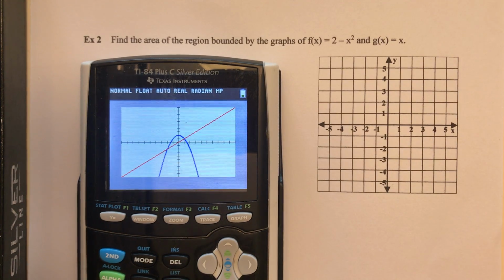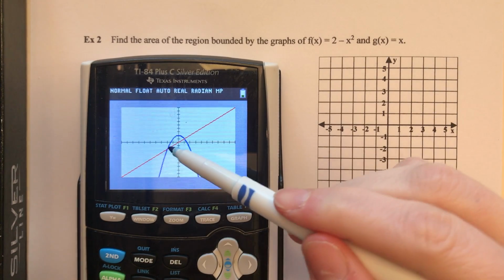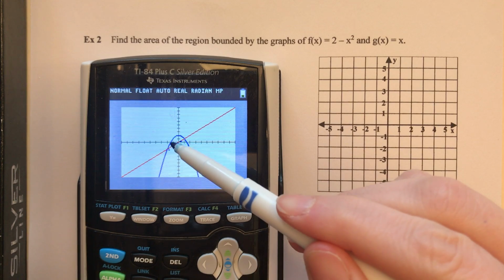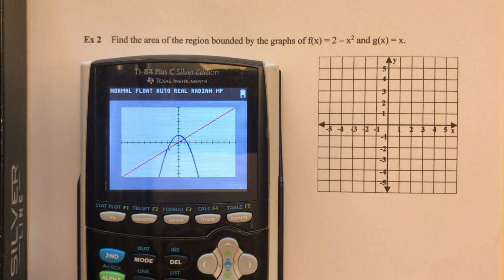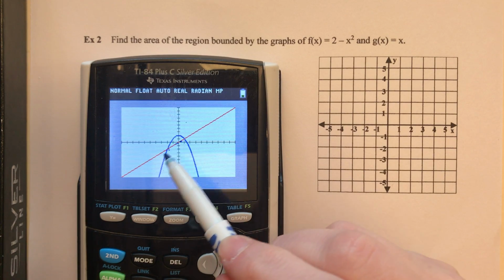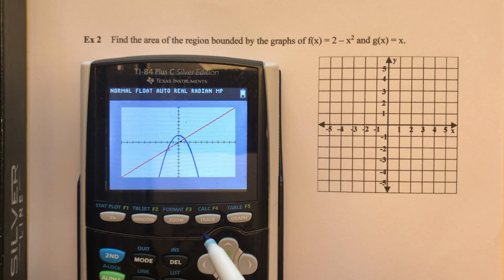Now, there's an important thing to think about. So we want to figure out where this shaded region is. So it's between the two graphs. So it's this little section right here on my calculator. But I don't know where the shaded region starts and finishes. So what I do need to find is the intersection points. So there's two things we could do. We could use our calculator to find where the two lines cross, or we can use algebra.